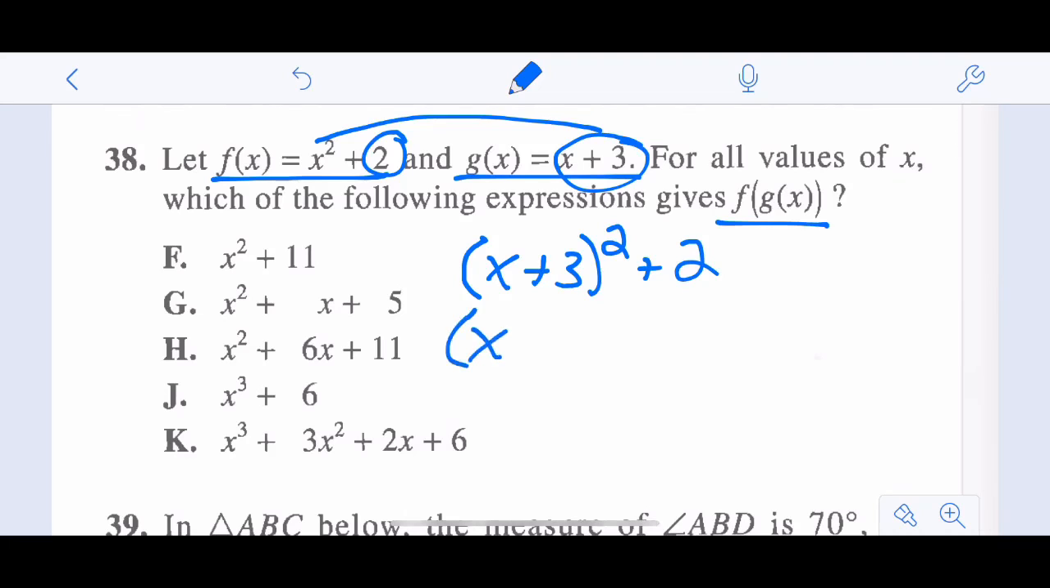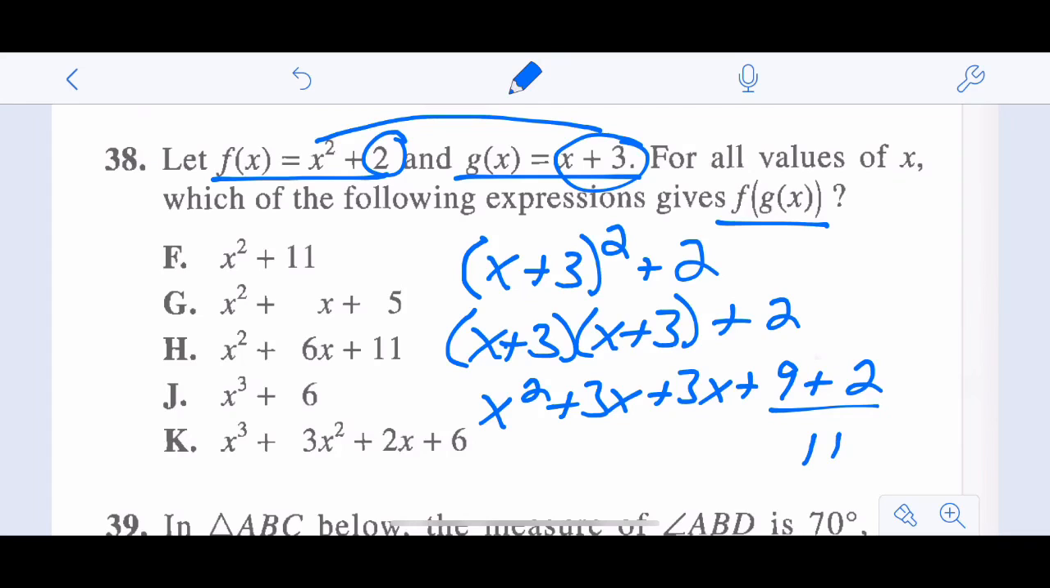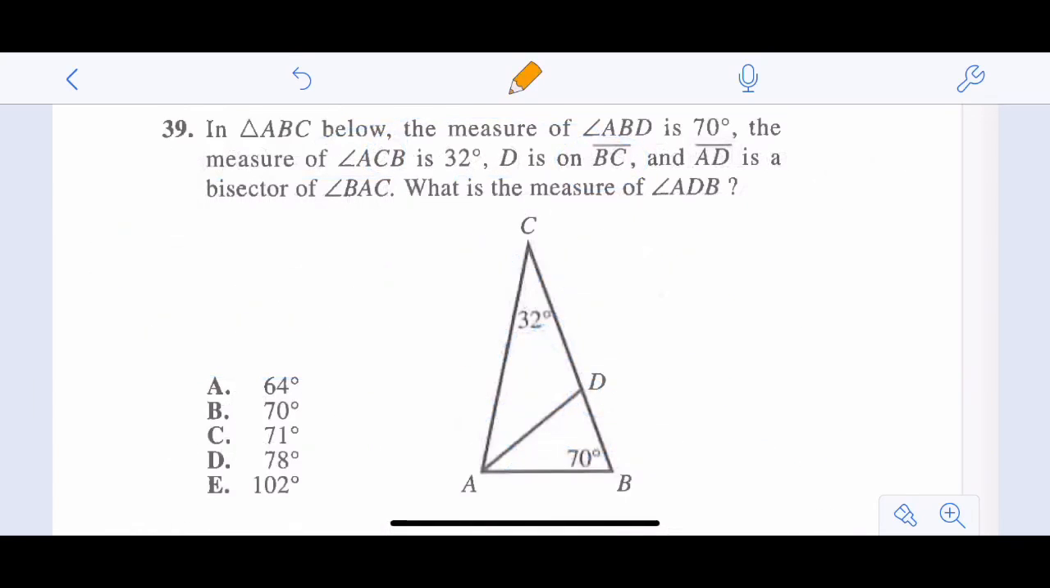So it's going to be x plus 3 times x plus 3 plus 2. So we get x squared first, outer plus 3x, inner plus 3x, last plus 9 plus 2. So we're going to have 11. We're going to have 6x, and we're going to have x squared. So choice H.